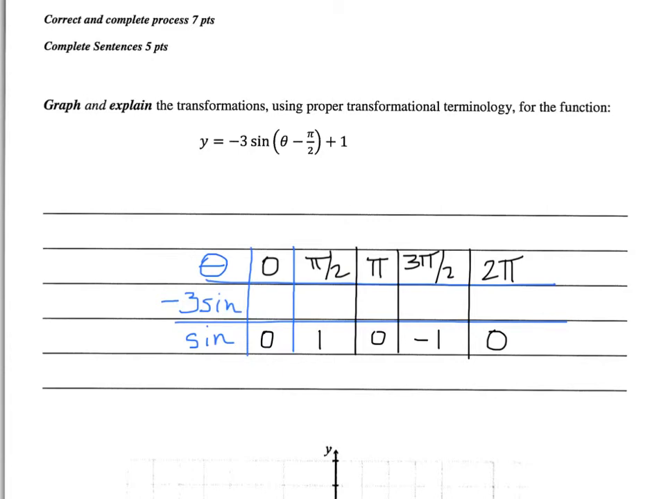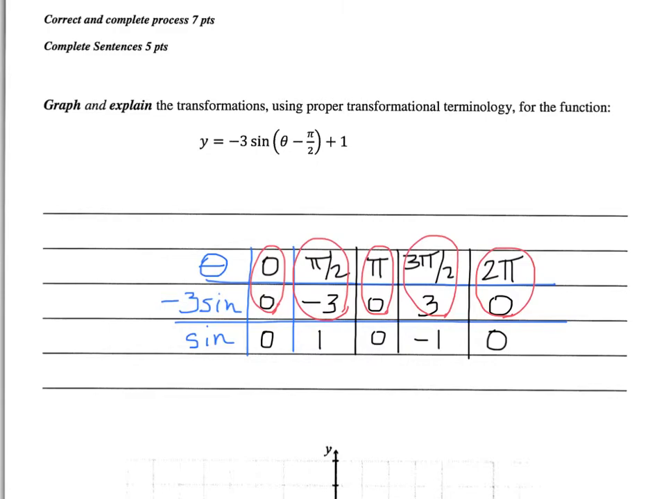Take each of those values, each of that row of the parent graph values, and multiply them by -3. That will both reflect and vertically stretch all at once for us. Those new values are now -3 times 0, 0; -3 times 1, -3; -3 times 0, 0; -3 times -1, +3; -3 times 0, 0. Take those points now, the points of the original angles with the new sine values, to graph. So I'm going to graph the point 0, 0. Graph the point pi over 2, -3; pi, 0; 3 pi over 2, 3; and 2 pi, 0.